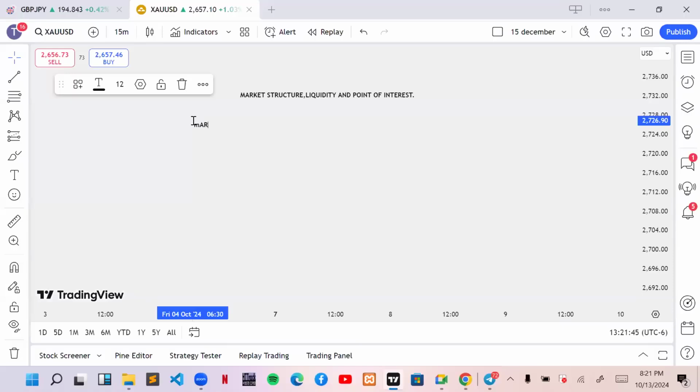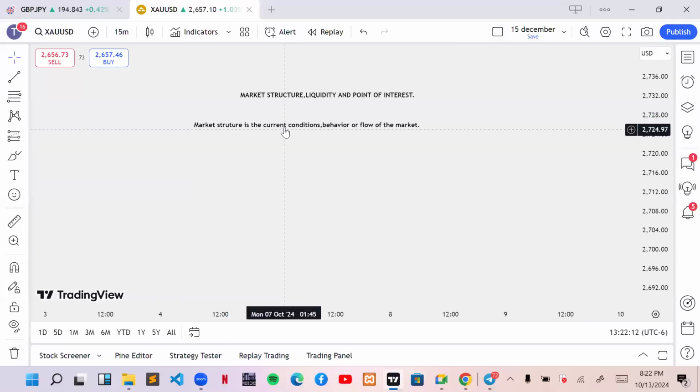So market structure is the current condition, behavior, or flow of the market. So that's what market structure is.